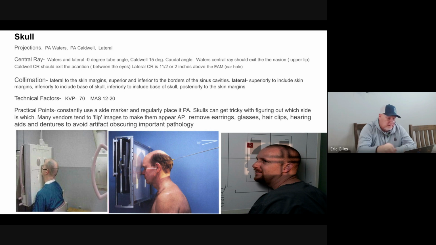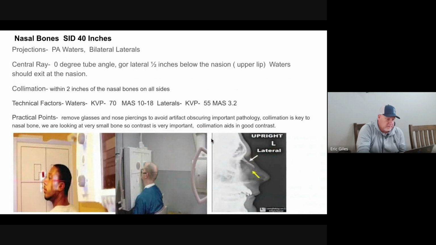Yeah, people get scared about skull stuff, but if you boil it down to its simple essence, it's not that bad. Once you learn these positions, they're actually kind of fun to do. But just remember to always use your markers on skull work, so you always are very sure as to right and left.